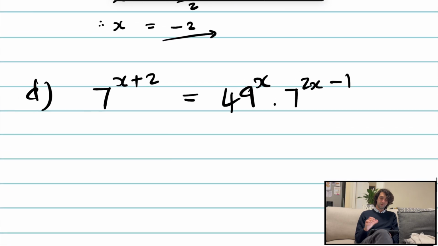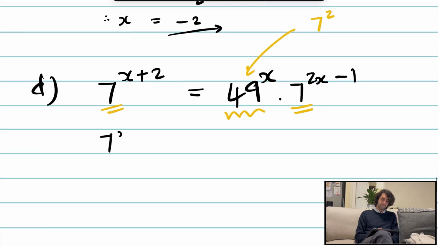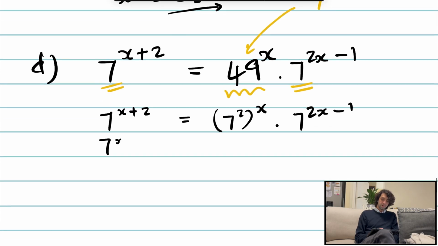let's do another example. This one, I can immediately see that I'm dealing with the base 7, that is a prime number, but then I also have this 49 over here, and now 49 is very simply 7 squared. So I'm going to start by making all the bases the same. This is 7 to the power of x plus 2 is equal to 7 squared, I'm going to put that in brackets, to the power of x multiplied by 7 to the power of 2x minus 1. If I had to quickly simplify that, we find that this becomes 7 to the power of 2x multiplied by 7 to the power of 2x minus 1.